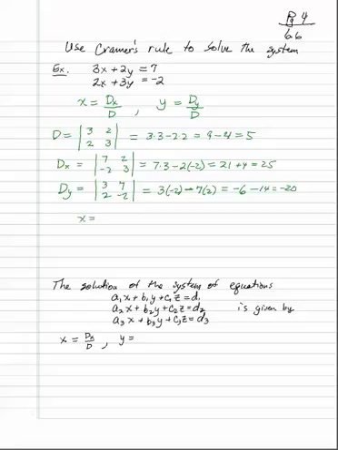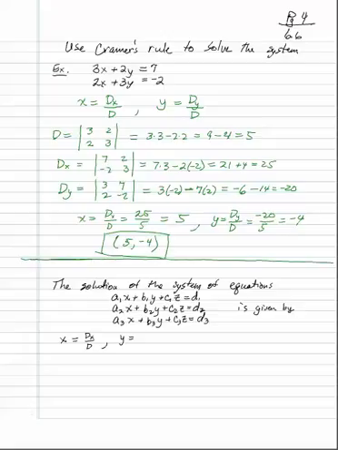So x is d sub x over d, which is 25 over 5, which is 5. Y is d sub y over d, which is negative 20 over 5, which is negative 4. So the solution is 5, negative 4. And that's a very nice way to solve systems also, is using Cramer's rule.